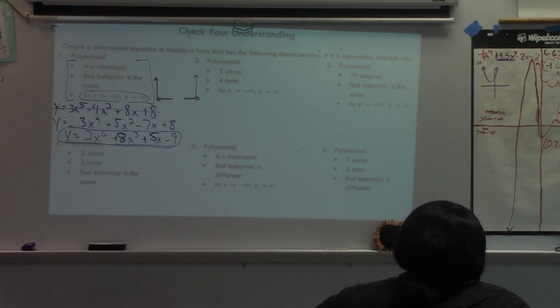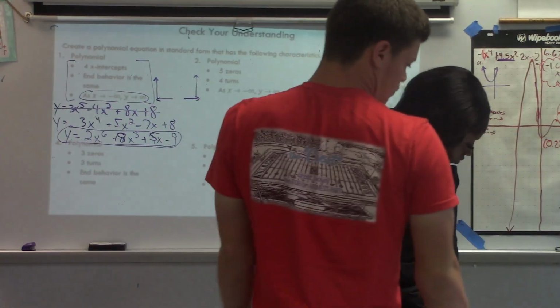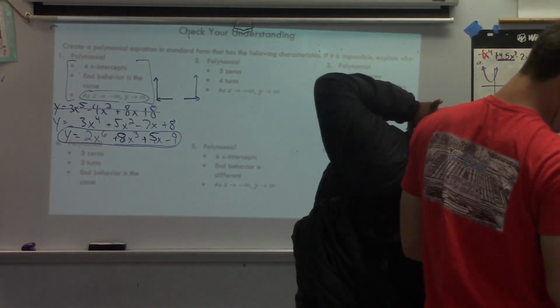Numbers 2 through 6. Let's get as far as we can. Think about all those different features. Come up with something. Literally, you just have to come up with something.